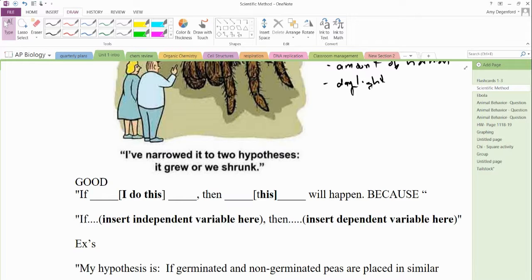And so the relationship becomes if, and then you would put your independent variable here, then you would insert the dependent variable. So if I add this certain amount of fertilizer to the plants, then I will see more fruit or have more growth. But you're measuring something. It's the dependent variable.